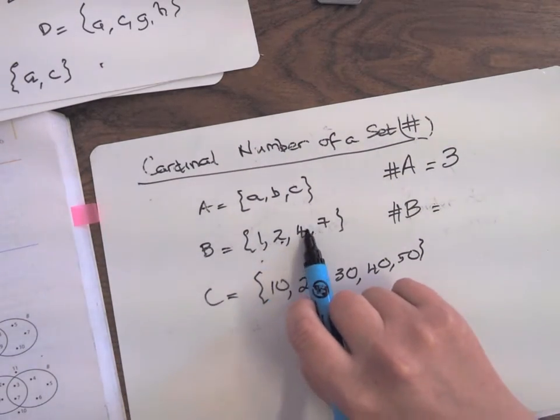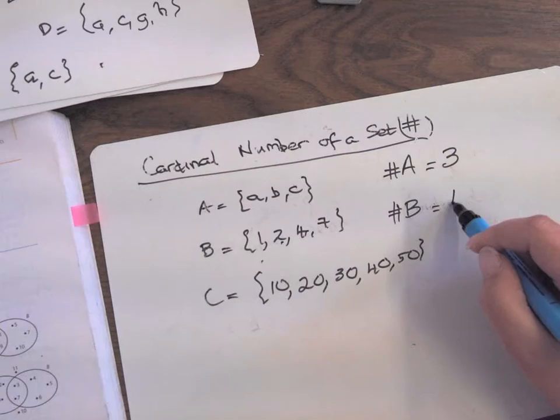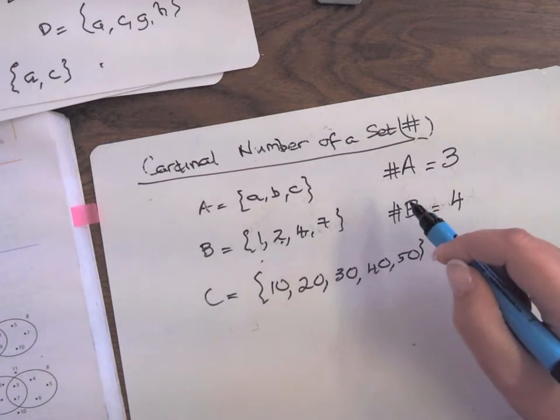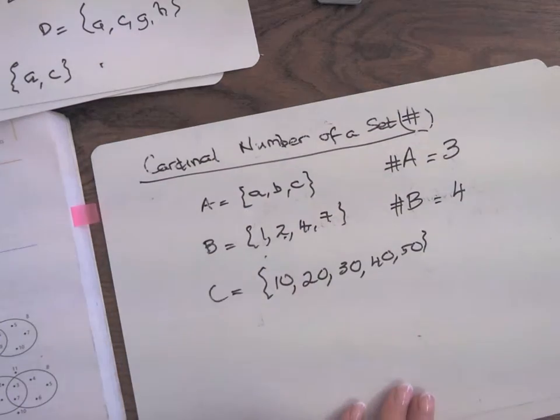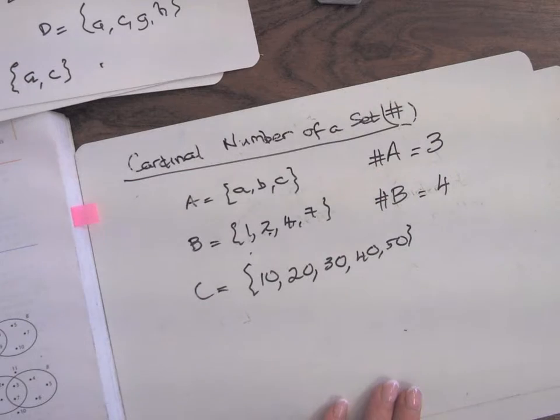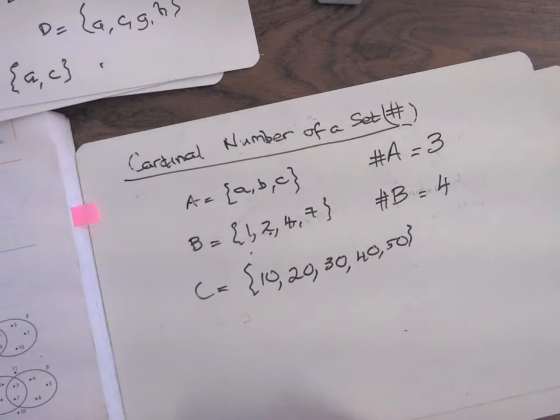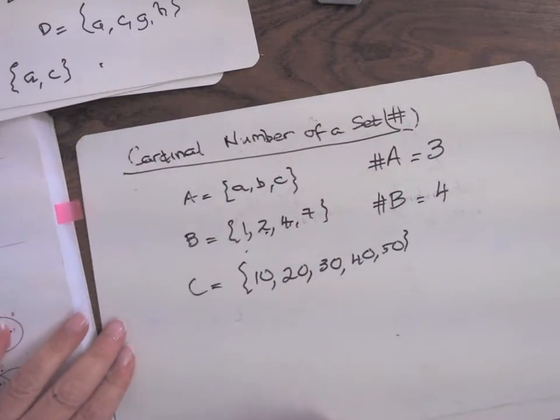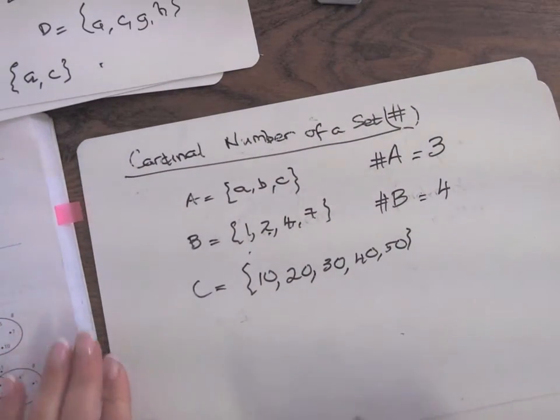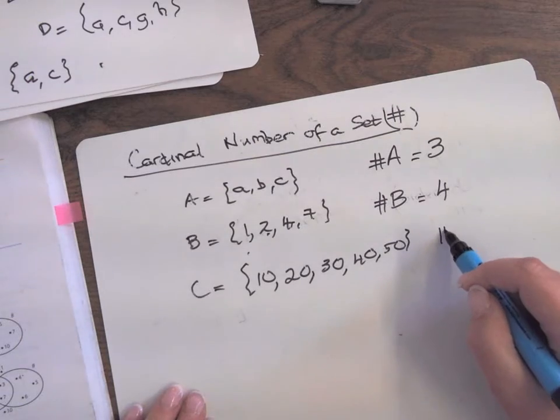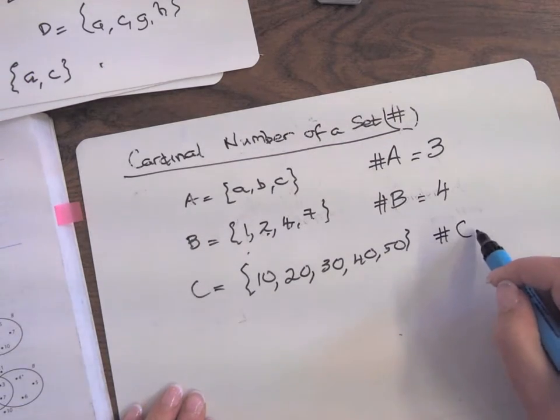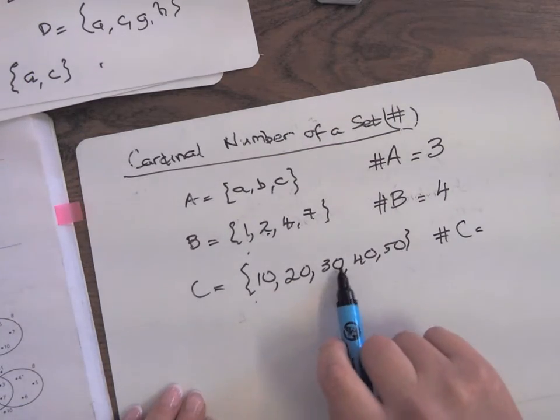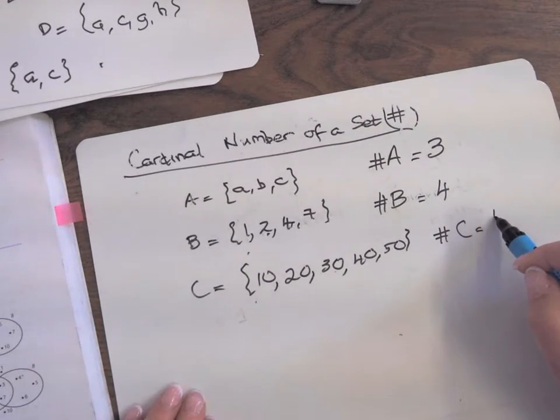1, 2, 3, 4. And look girls, this is the only one where the answer doesn't go in curly brackets. Right? Okay. Because you're not listing elements of a set. You're just counting them. So this is the only one, there's no curly brackets around the answer. Is that okay? And the cardinal number is C, girls? 5. 1, 2, 3, 4, 5. There's 5 of them.